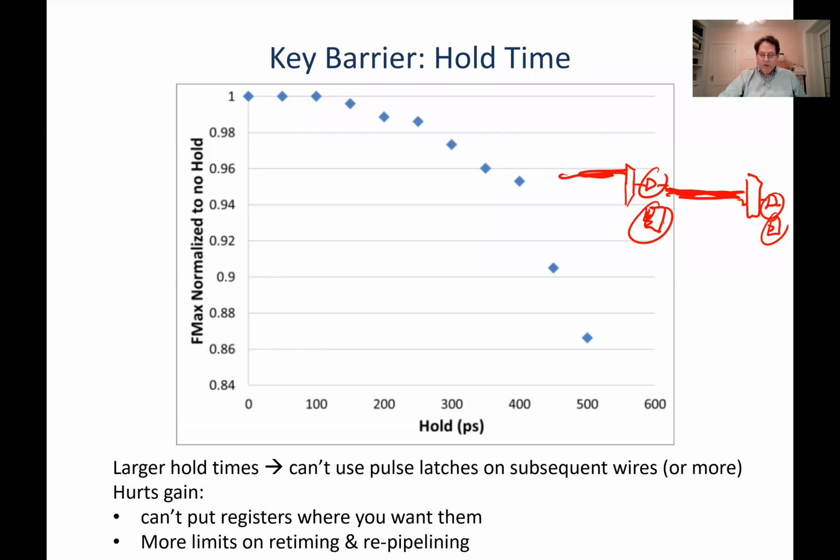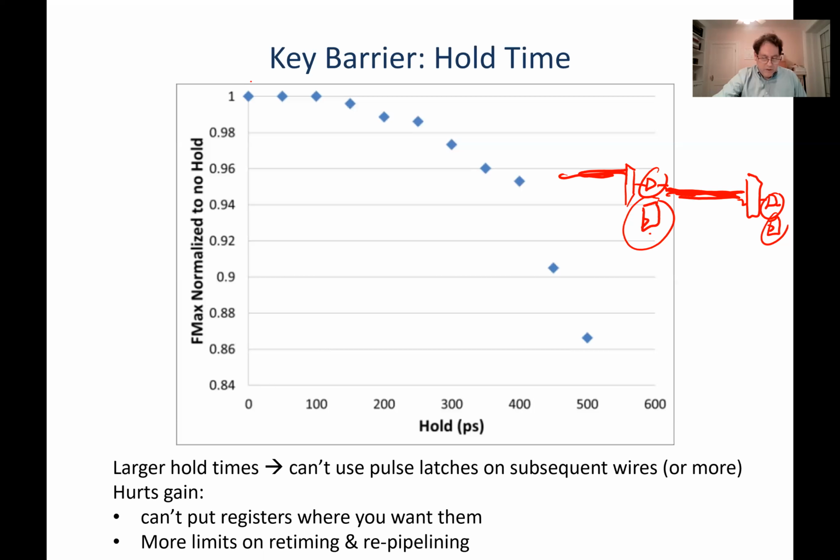And the reason is pulse latches don't have very good hold time. So they need a certain amount of signal delay in between them, or they can actually let the signal run through in one clock cycle, and that breaks your design. So depending on exactly how good or how bad the hold time is on these pulse latch registers, they're going to be able to use them more aggressively or less aggressively. And so that's why they give this curve.